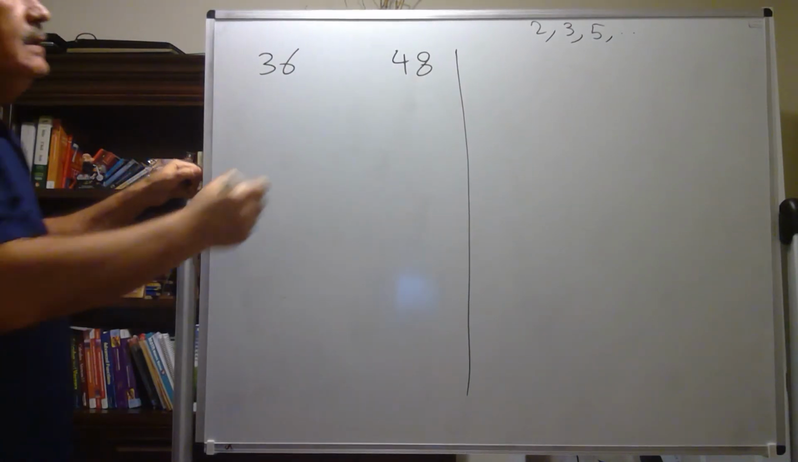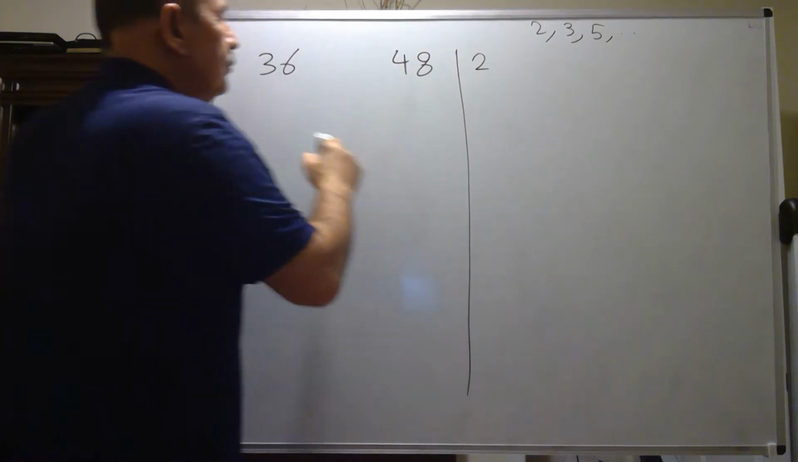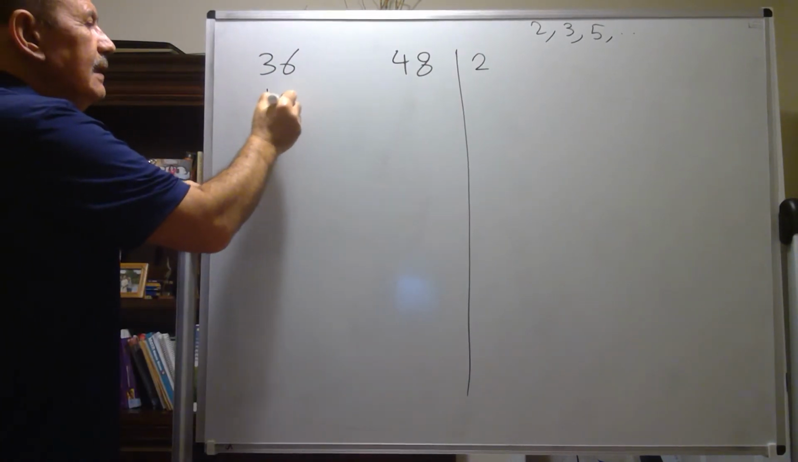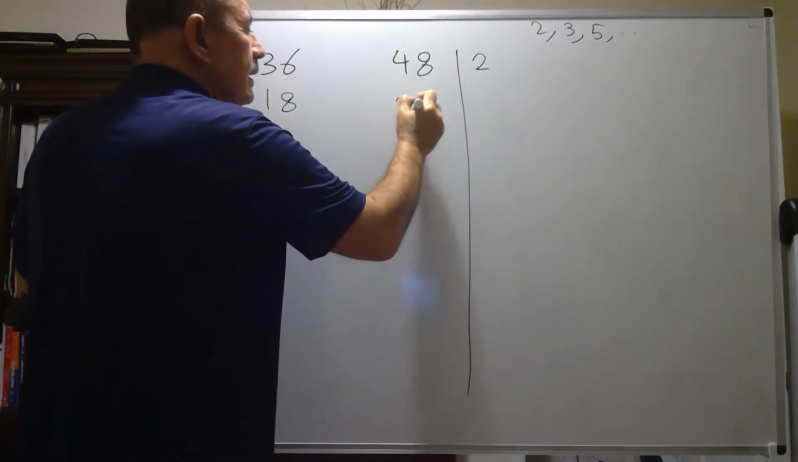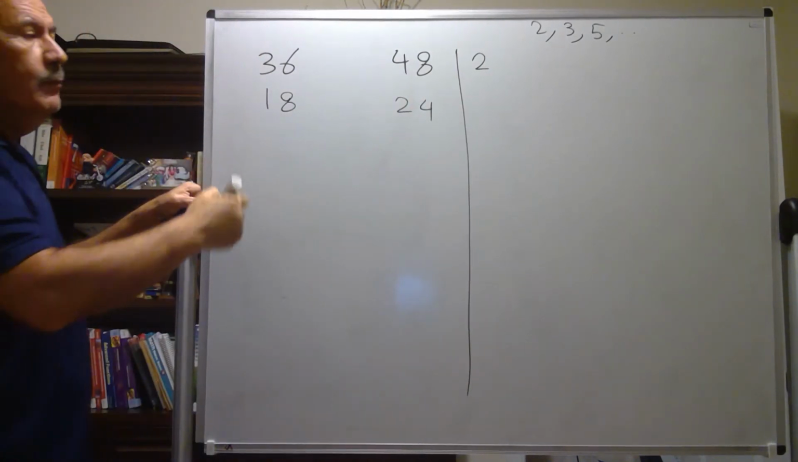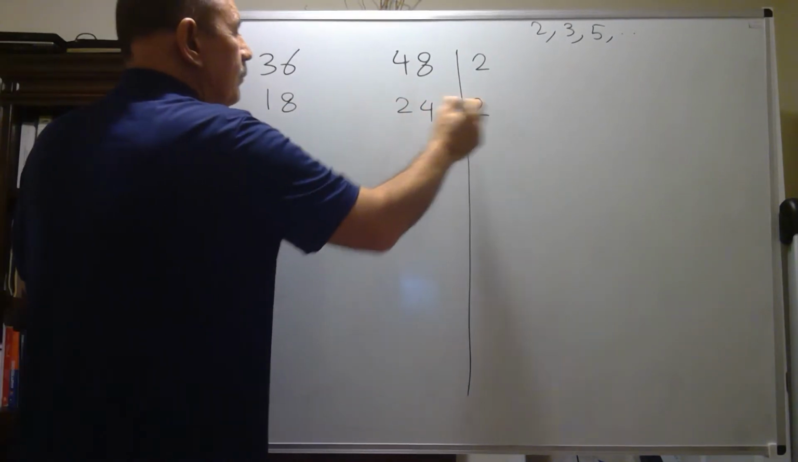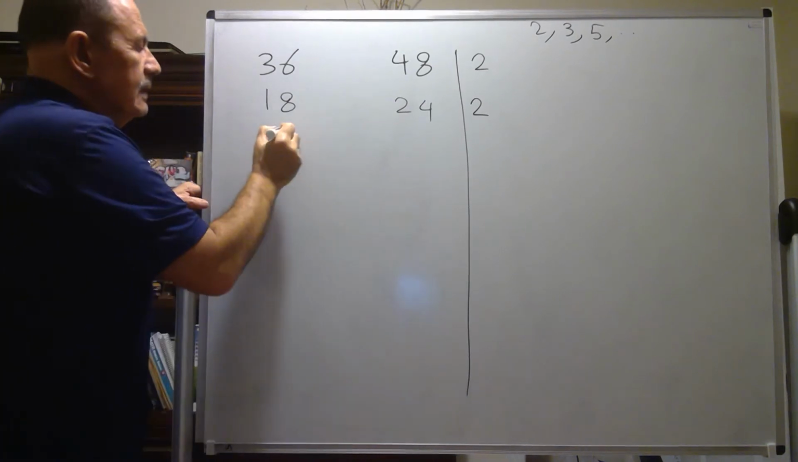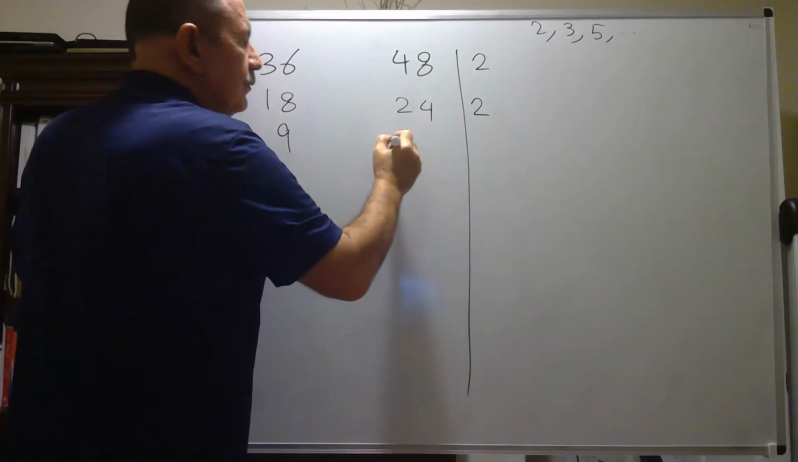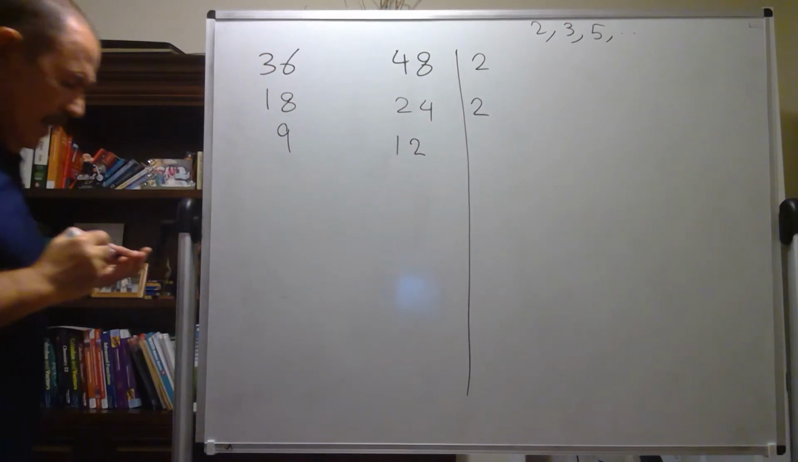36 is an even number, so it goes to 2. 36 divided by 2 is 18, 48 divided by 2 is 24. Again by 2 because they are even numbers. 18 divided by 2 is 9, 24 divided by 2 is 12. Okay?